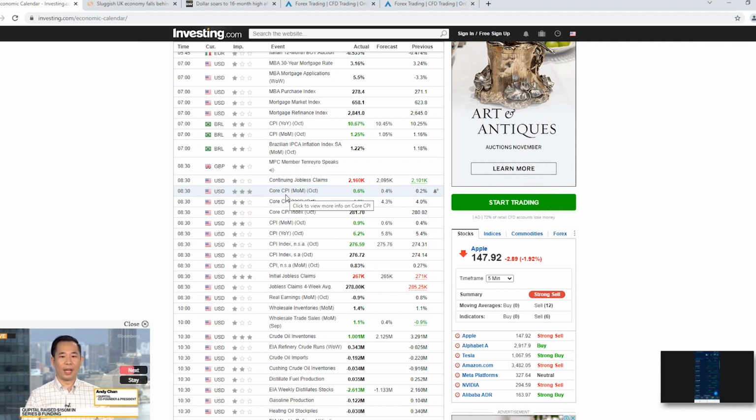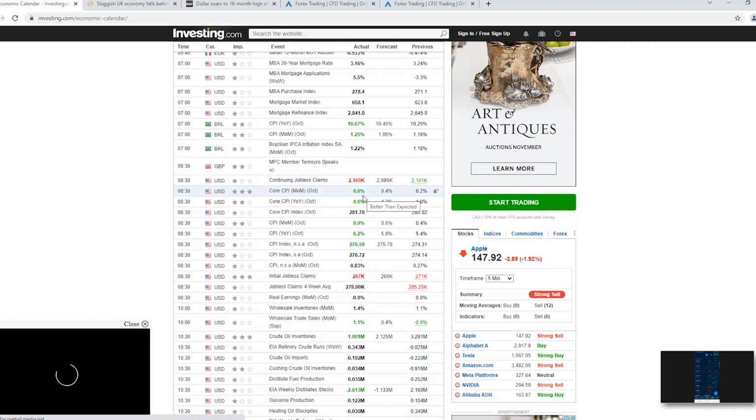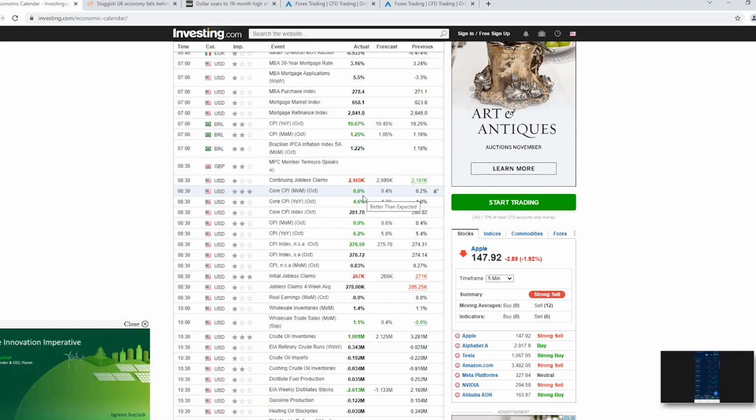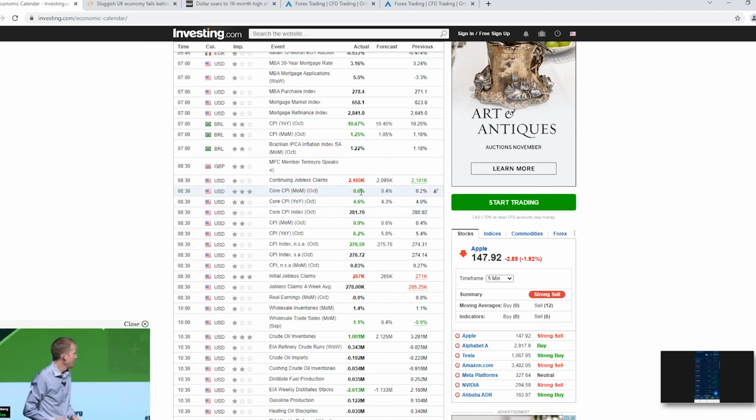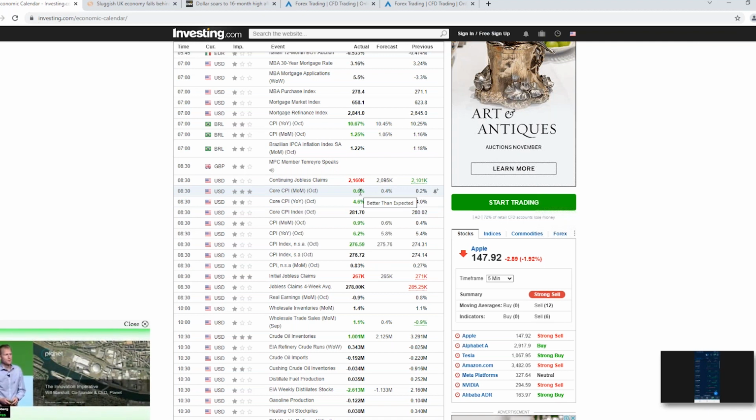Core CPI, that's consumer pricing index, higher than expected, which means there's a lot of demand in the economy. People are spending money. Consumer prices are rising faster than expected. And usually that's viewed as good news, right? That's why it's listed in green here, representing better than expected.